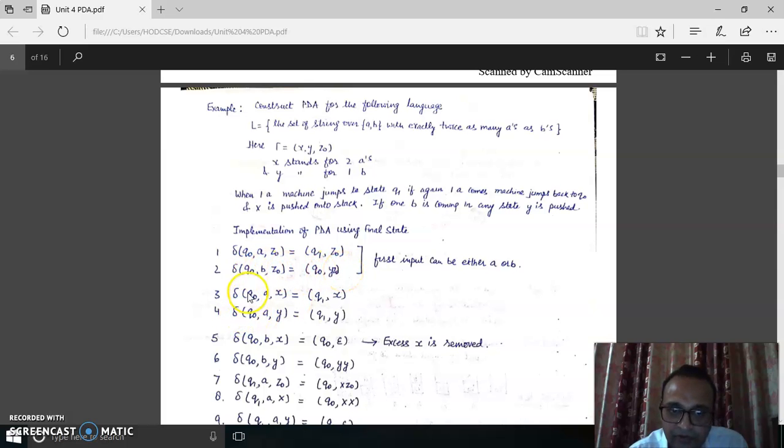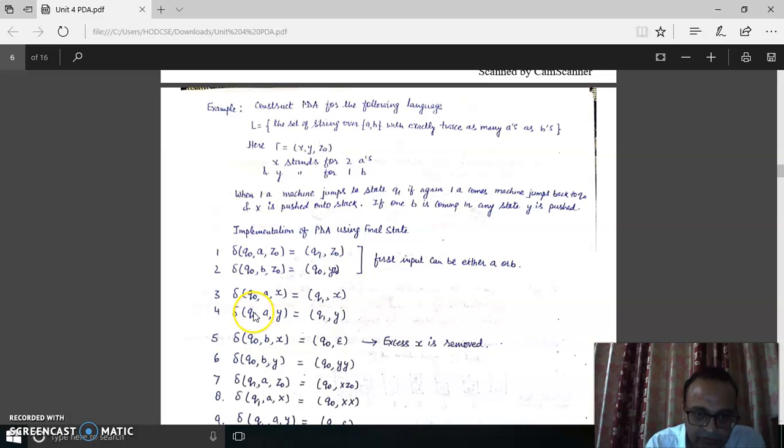Now suppose the machine is on the Q0 state, the input symbol is A and the stack top symbol is X. This X means for 2 A's, 1 X has been pushed on the stack. Suppose this is the scenario and the machine is on Q0. Again we are doing nothing. We are simply changing the state and doing no operation. Q1 itself indicates that 1 A has been encountered, and for this A we have done nothing. It is the pending job.